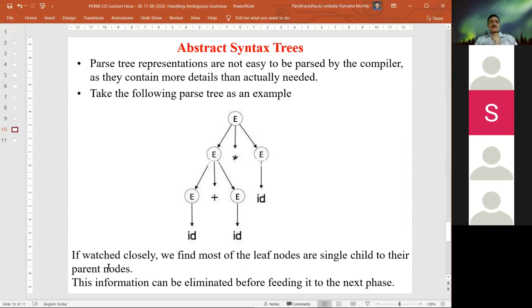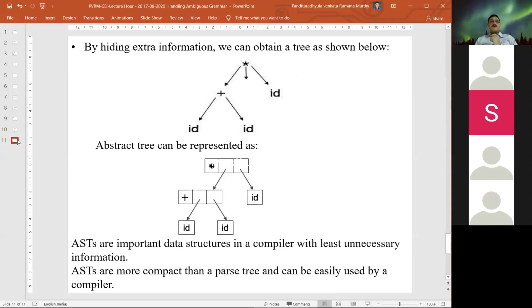If you watch closely, we find most of the nodes have a single child only. If a node has a child node, the parent can be replaced straight away with the child. This information can be eliminated before feeding it to the next phase. We call it an optimization, so that extra information can be hidden. That E can be replaced directly by ID.